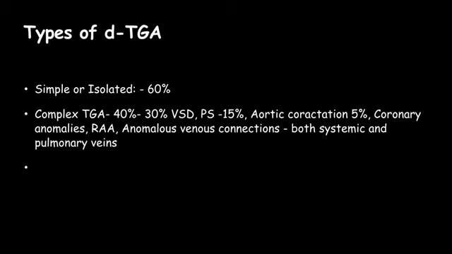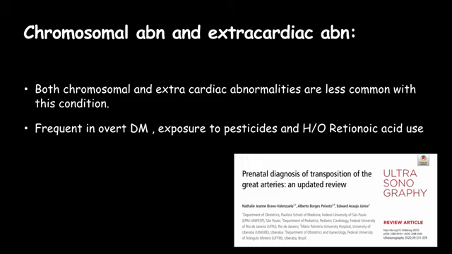The other associated anomalies are right aortic arch and anomalous venous connections, including both systemic and pulmonary venous connections. The risk of chromosomal abnormality and extracardiac abnormalities are relatively less common when compared with other congenital heart disease. It occurs frequently in women with overt diabetes, a history of exposure to pesticides, and a history of retinoic acid usage.